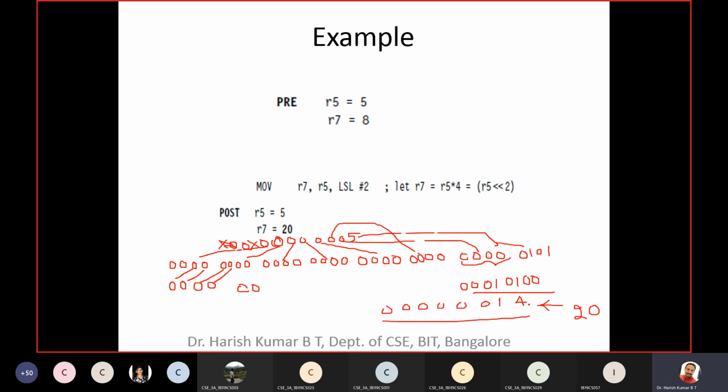So shifted left, we are getting this. Whenever you shift 2 times, on 5 you're shifting 2 times, it is something like this. In general, 5 into 2 to the power of the number of bits shifted.